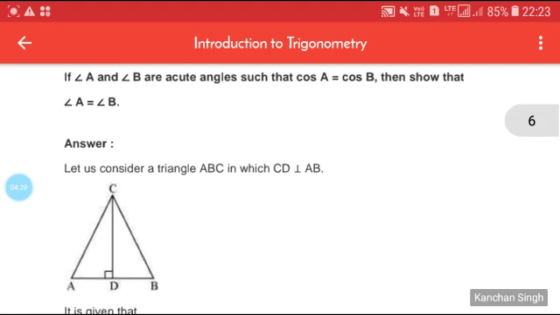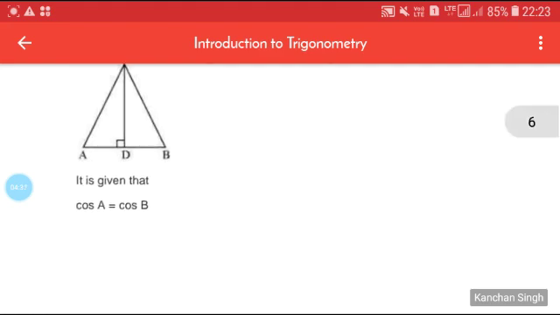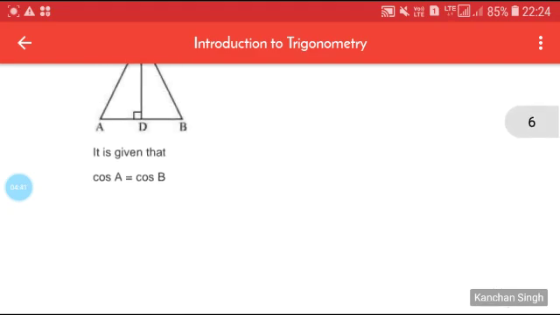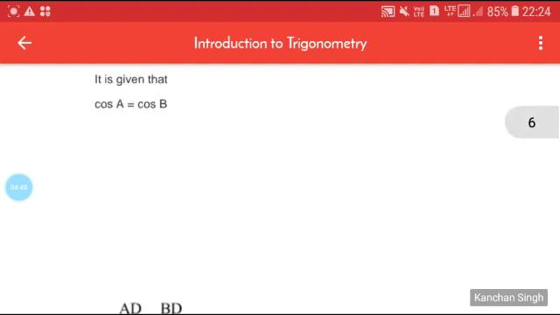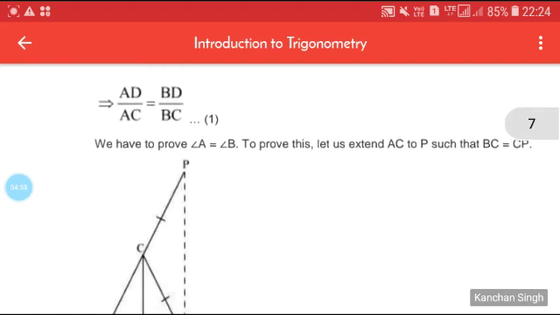Now if it is the acute angle, let us consider triangle ABC and CD perpendicular to AB, and it is given cos A is equal to cos B. So what? We will use this one. Cos is what? Adjacent side by hypotenuse. So AD by AC, and this is equal to BD by BC. We have to prove angle A is equal to angle B.